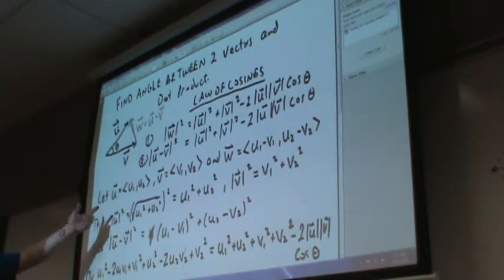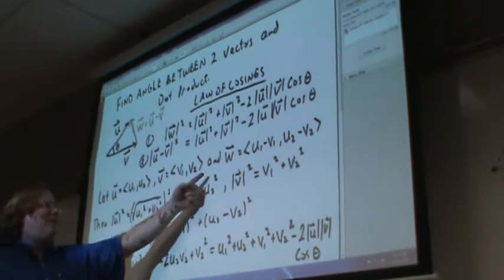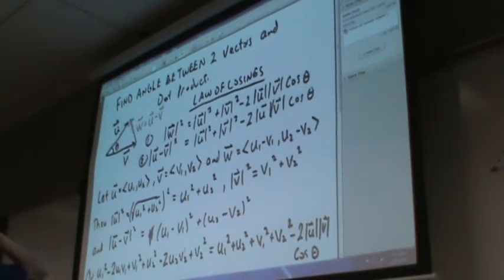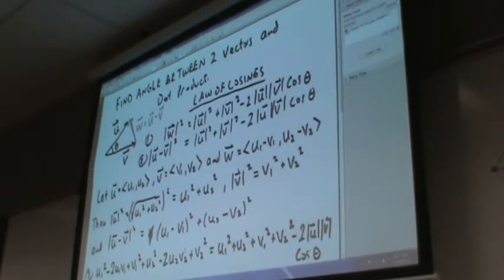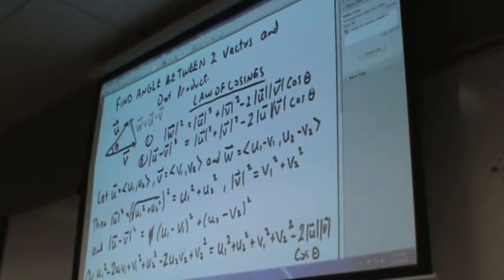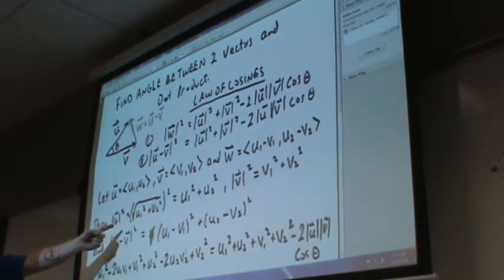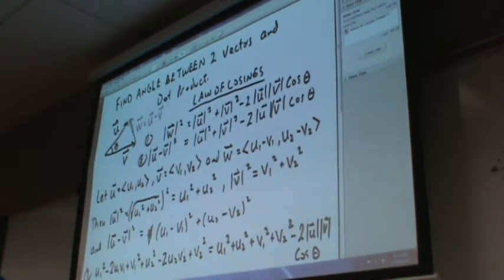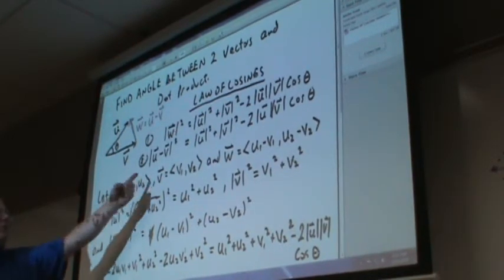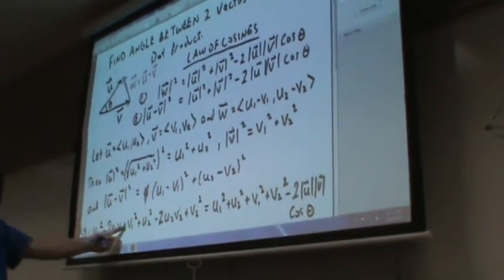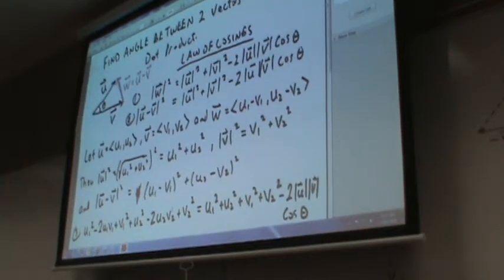Let vector u be u1, u2, let vector v be v1, v2, and vector w will be u1 minus v1, comma, u2 minus v2, because it's the difference of u and v. And so then I can get an expression for the magnitude of u, the magnitude of v, and the magnitude of u minus v. And then the next step is to substitute all of those magnitudes in.